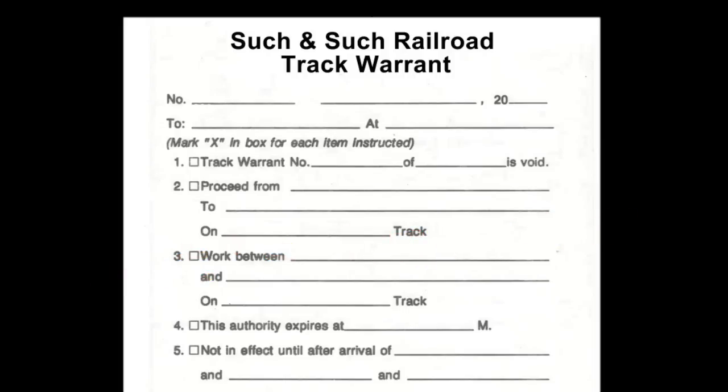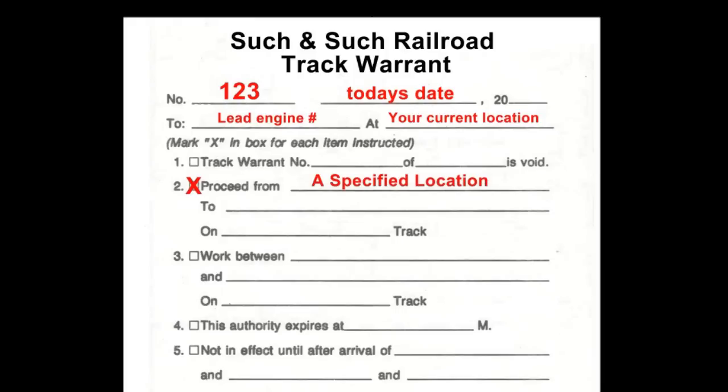You ready to copy? Alright, the dispatcher is going to start by giving you a track warrant number. And these track warrant numbers are usually computer generated sequentially. You're going to enter the date. The dispatcher will have asked you beforehand or he'll already know it, but the track warrant will be issued to you or your lead engine number at your current location. Here's where the fun begins. You'll have to keep up and learn to write fast, and you'll see what I'm talking about when you hear me copy a real track warrant later in the video.